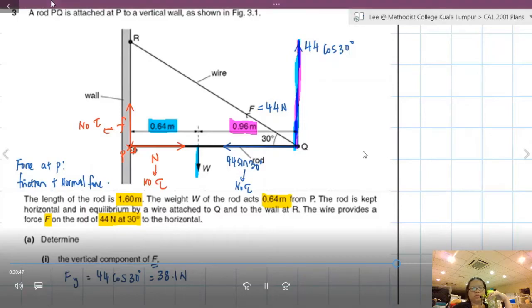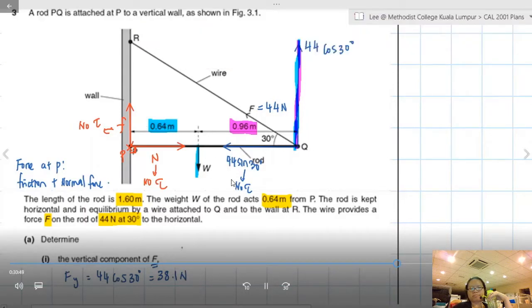So we're going to multiply now. W will cause it to rotate clockwise. 44 cos 30 will cause it to rotate anti-clockwise. So I'm just going to do the working here since down there no space. So W times 0.64 is 44 cos 30. Be careful, not 0.64, 0.96, it's the whole thing.